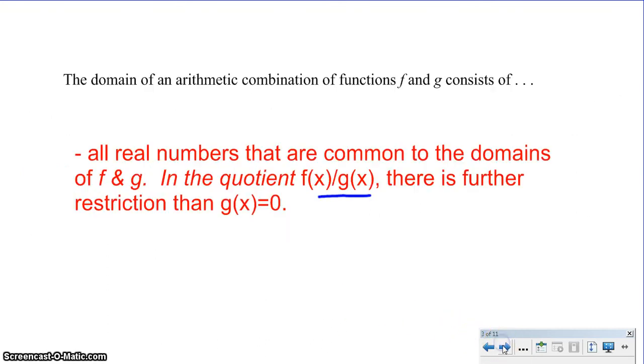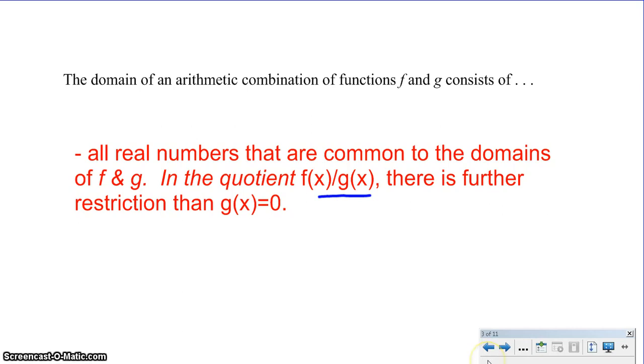And if we take a look at a function, there's always going to be some domain restrictions, or we should always be able to identify a domain. And the domain of an arithmetic combination of a function f and g must consist of the real numbers that are common in the domains of f and g.